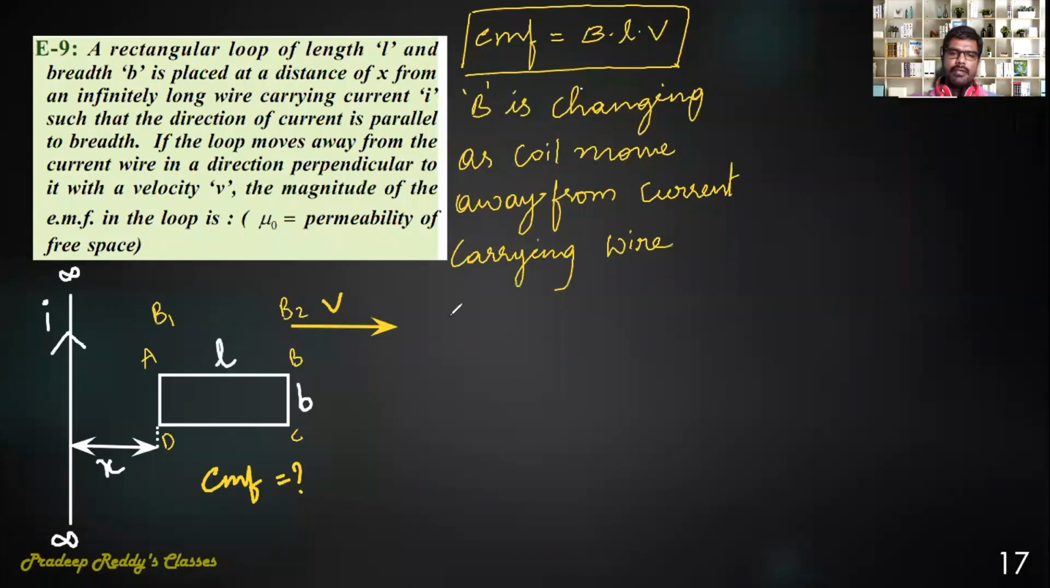How do you write magnetic field B1? Because of an infinite current carrying conductor, magnetic field B will be equal to mu naught I divided by 2 pi, distance of this is x. B2 is equal to mu naught I divided by 2 pi x, this total distance is x plus L. Now if you observe carefully, L is the length of the conductor.